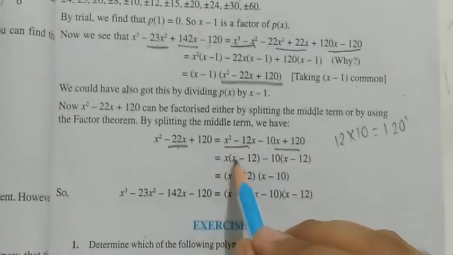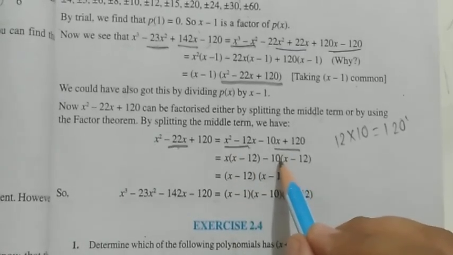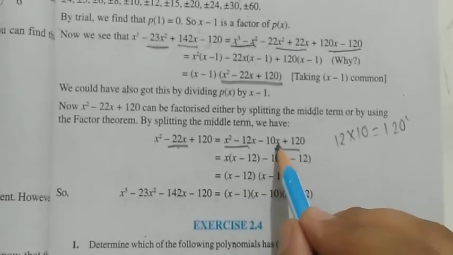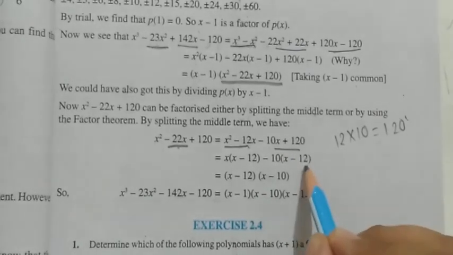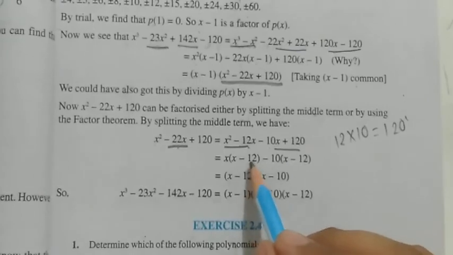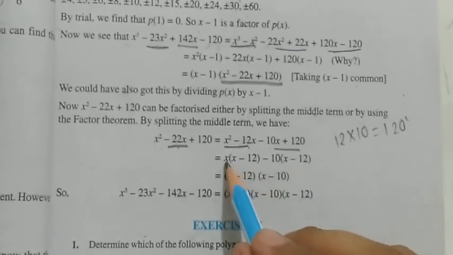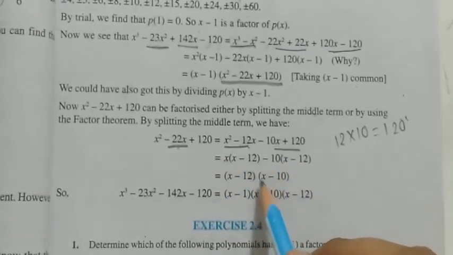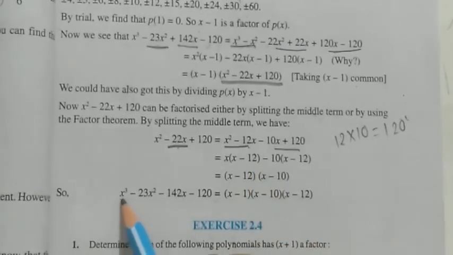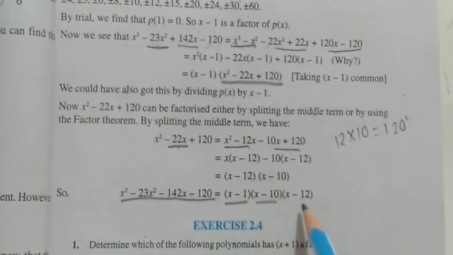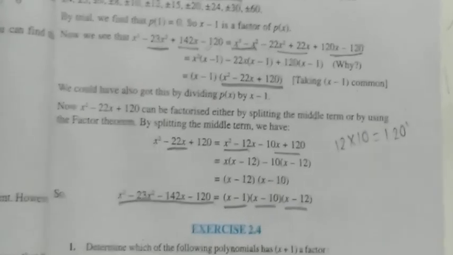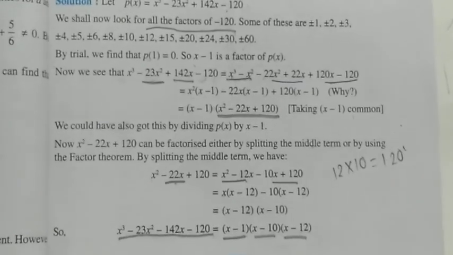We can take x common, so in the bracket x minus 12, and here we can take 10 common. So here x is left, and from this 10 is common, so 10 multiplied by 12 is 120. So here 12 is remaining, so x minus 12 is common, and the other pair gives x minus 10. So here we got the factors. So finally the factors of the polynomial are x minus 1, x minus 10, x minus 12. So this way, by two methods, they find the factors of the given polynomial.